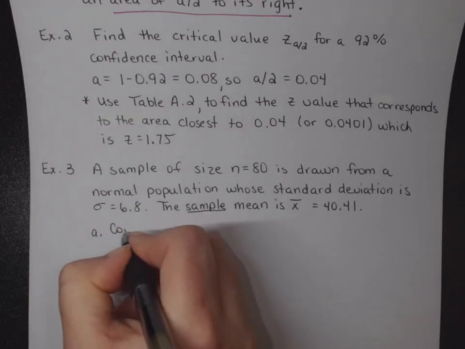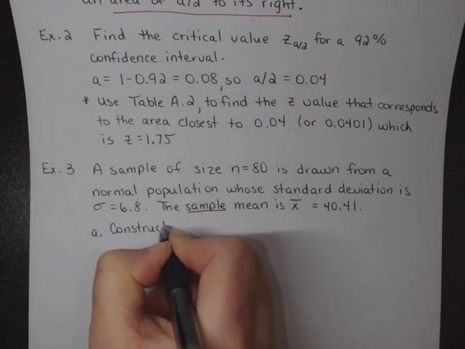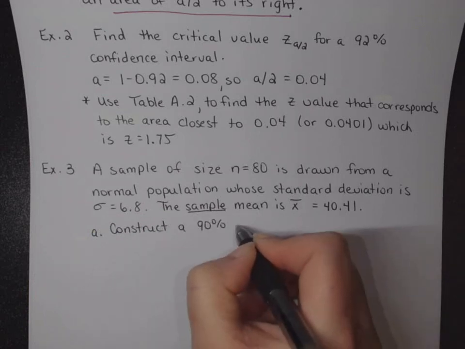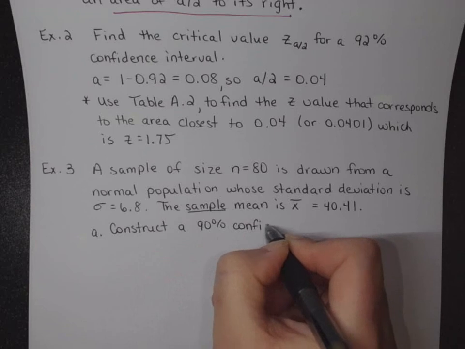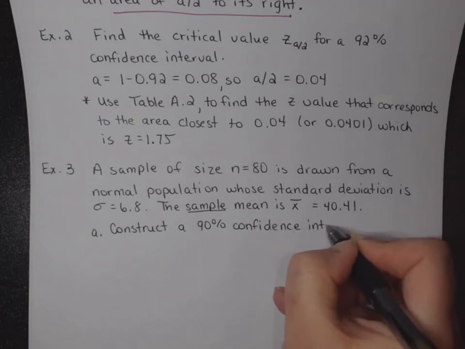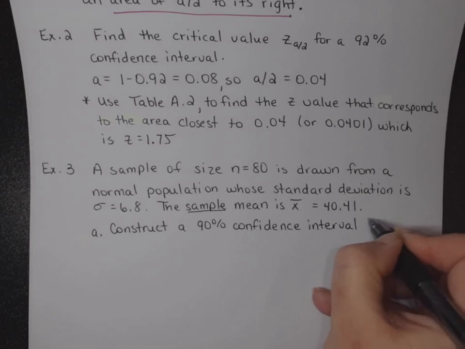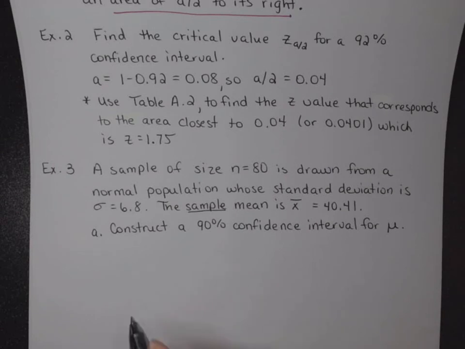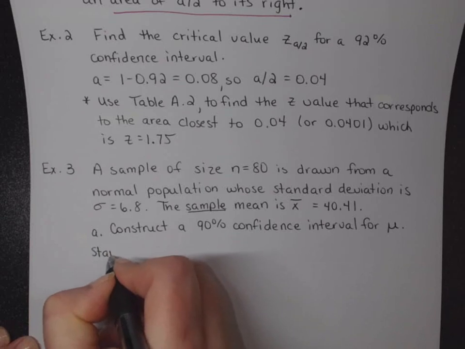So part A, I want you to construct a 90% confidence interval for mu, in other words, the population mean. Okay, so in the previous example, in example 1, I gave you a lot of this stuff. In this one, you're going to have to figure it out yourself.